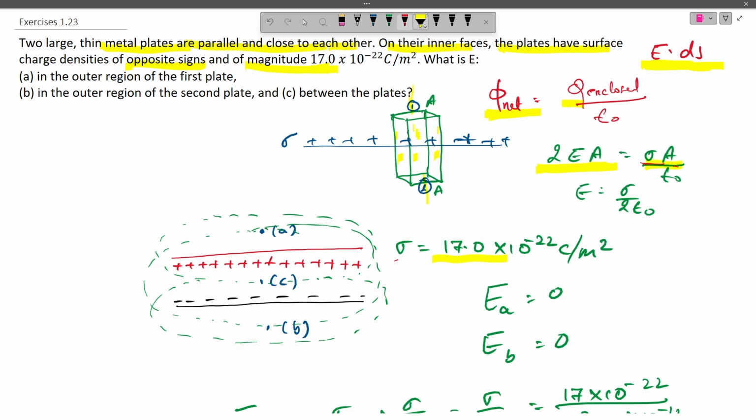Now sigma A would be the charge enclosed in this parallelepiped. Now this quantity is flux, and this is the charge enclosed divided by epsilon naught. Now from this we can know that E is equal to sigma by 2 epsilon naught.